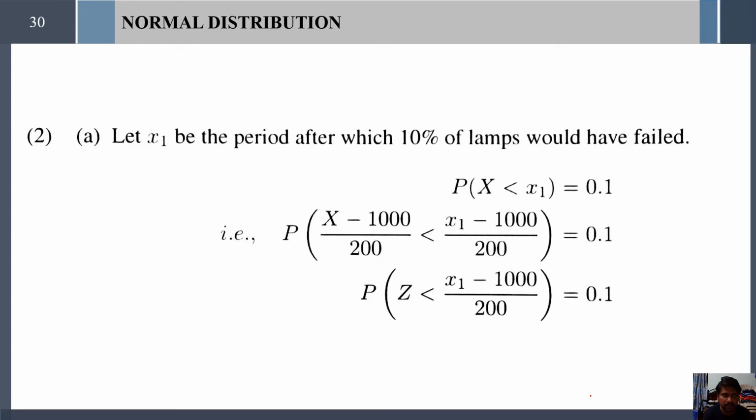And next, for the second question, let x1 be the period after which 10% of the bulbs would have failed. We don't know what x1 is, so we simply assume x1 is the period. This 10% is 0.1. Therefore the probability of z less than (x1 minus 1000) divided by 200 equals 0.1.